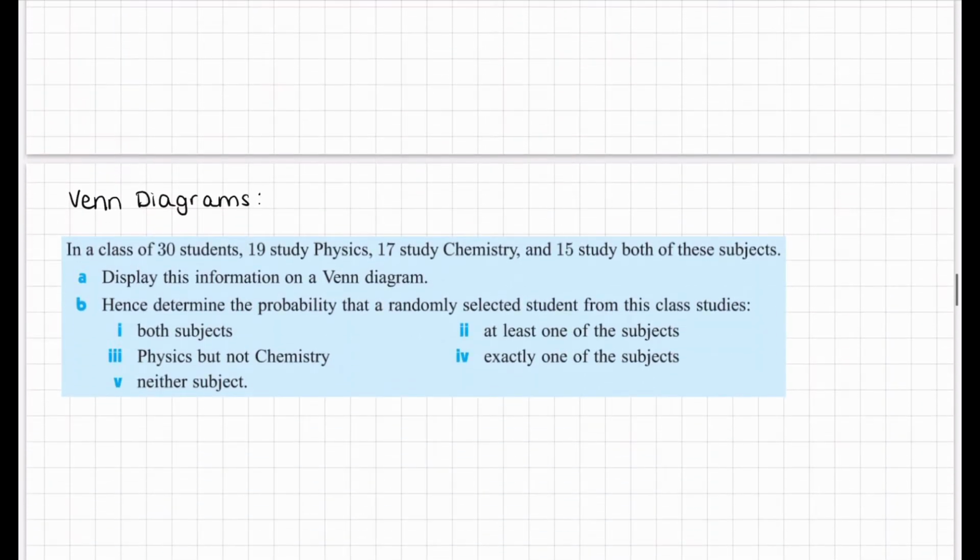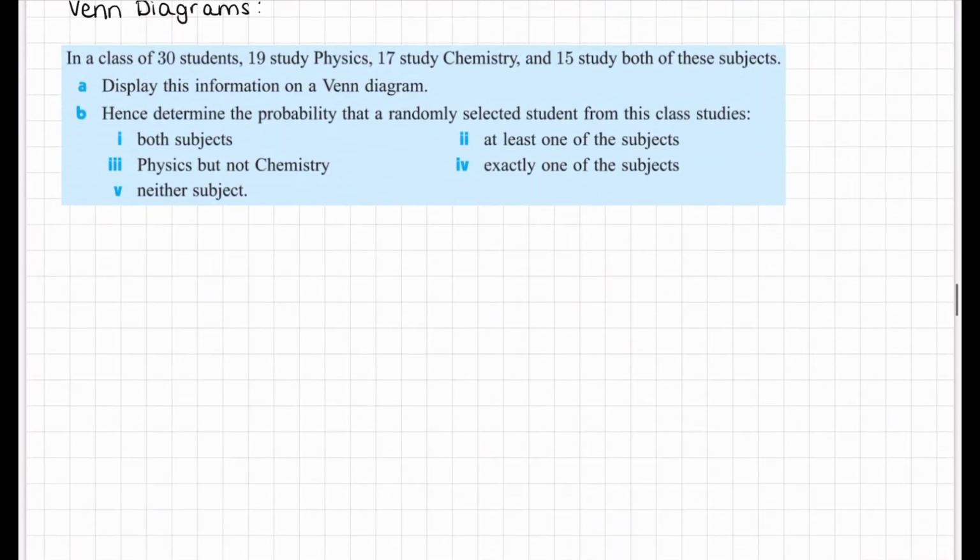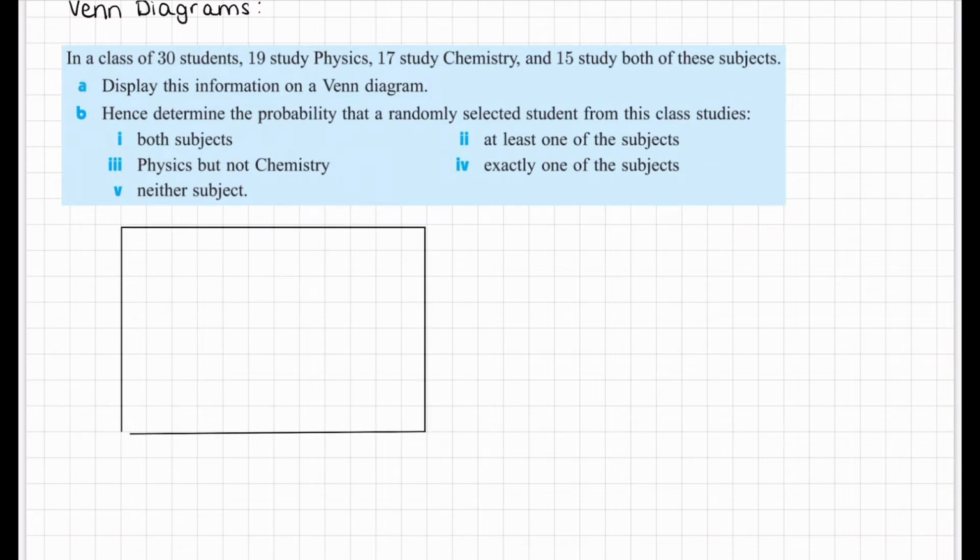Venn diagrams next. In a class of 30 students, 19 study physics, 17 study chemistry, and 15 study both of these subjects. Put this information in a Venn diagram. So we need to draw our rectangle. Always make sure you have a rectangle with a Venn diagram, as that represents the sample space.